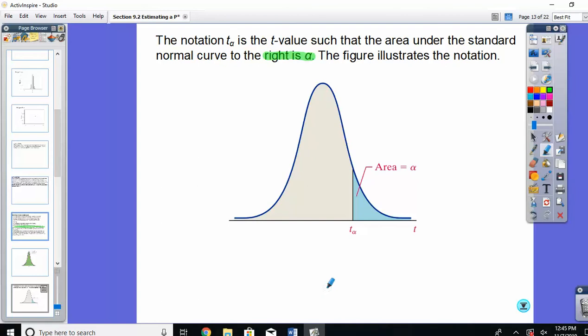So could we have used this one the whole time? No, because it's going to have different numbers. Whereas the normal table told you area to the left, this actually has the area to the right. So it is a little bit different.